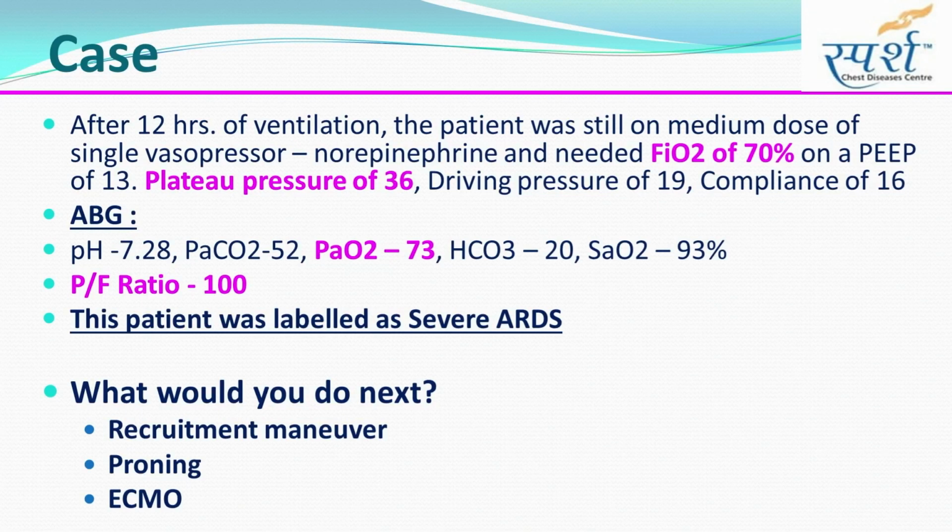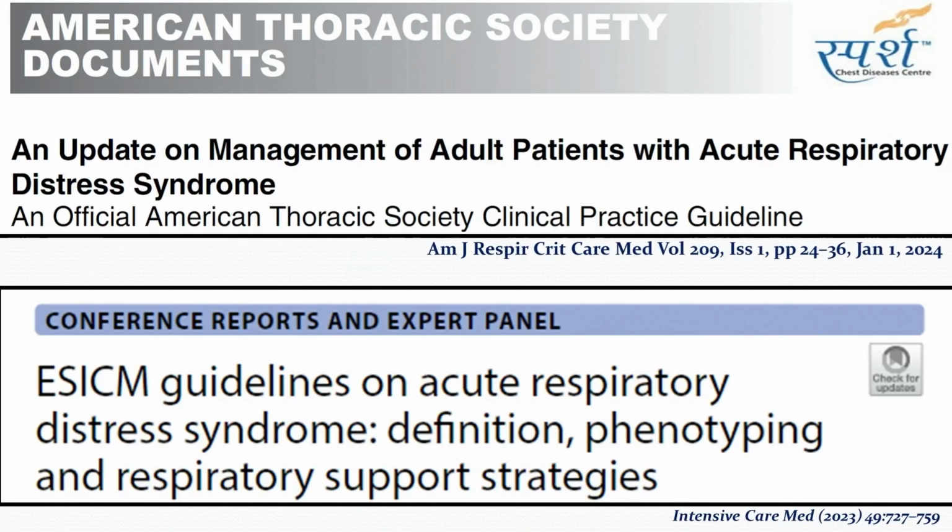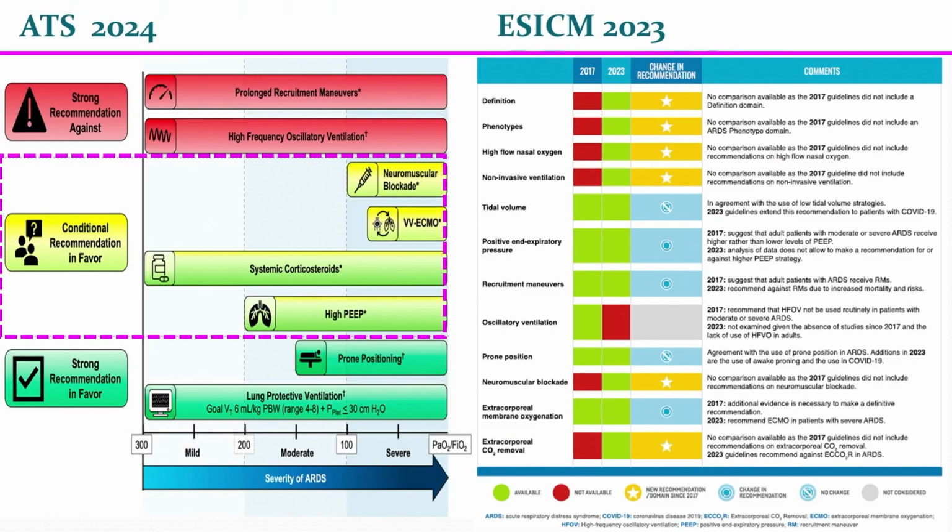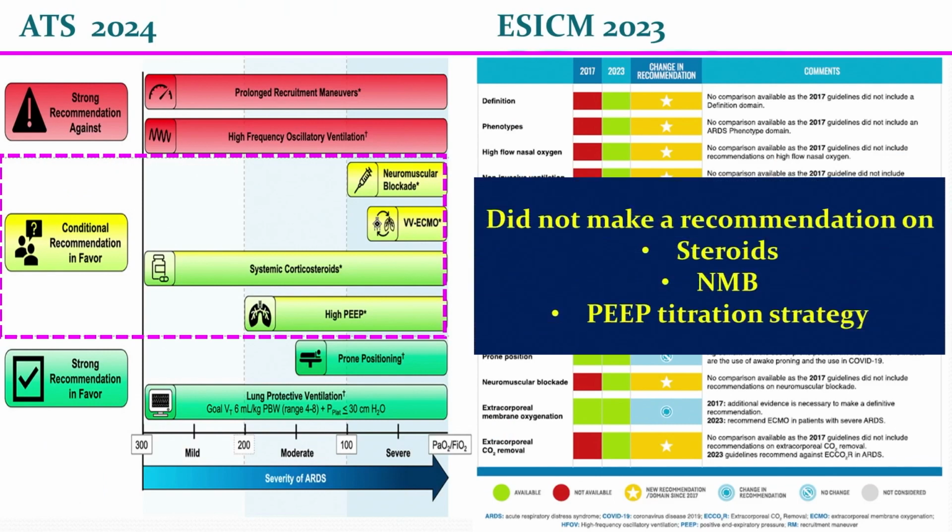Recruitment measures, proning, ECMO. So the ARDS guidelines came out. 2 societies came out with these guidelines. The first one was the ATS, the second one was ESICM. Both came out in the last 1 year. Long list, focusing on the ATS, 4 main things which came out.